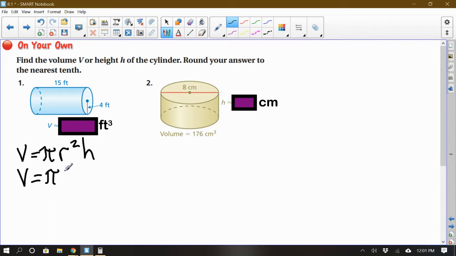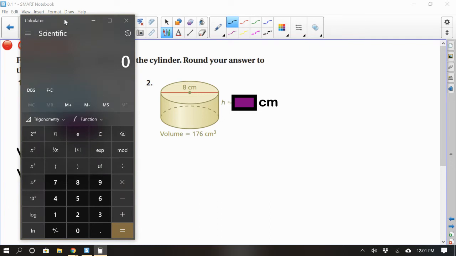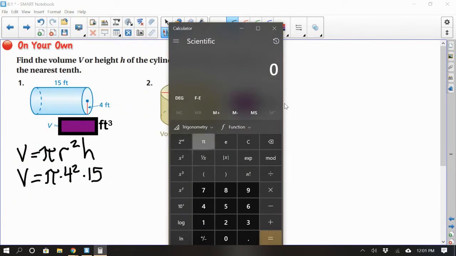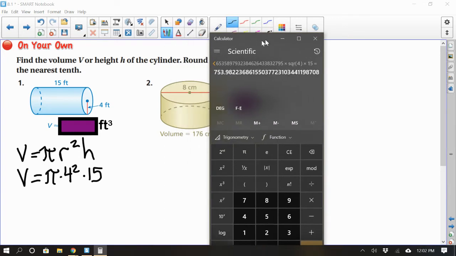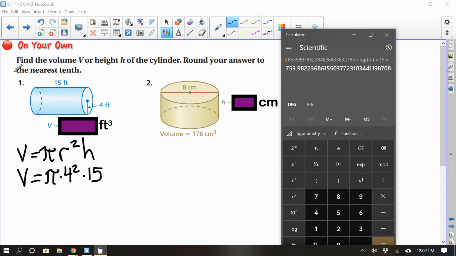So I'll do my pi times the radius. The radius of this particular cylinder is 4, so that's 4 squared, times the height. Again, the height is this 15. All right, let me grab my calculator. So we have pi times 4 squared, which is 16, times our height of 15. Getting 753.98. But again, we're going to be rounding our answers to the nearest tenth.